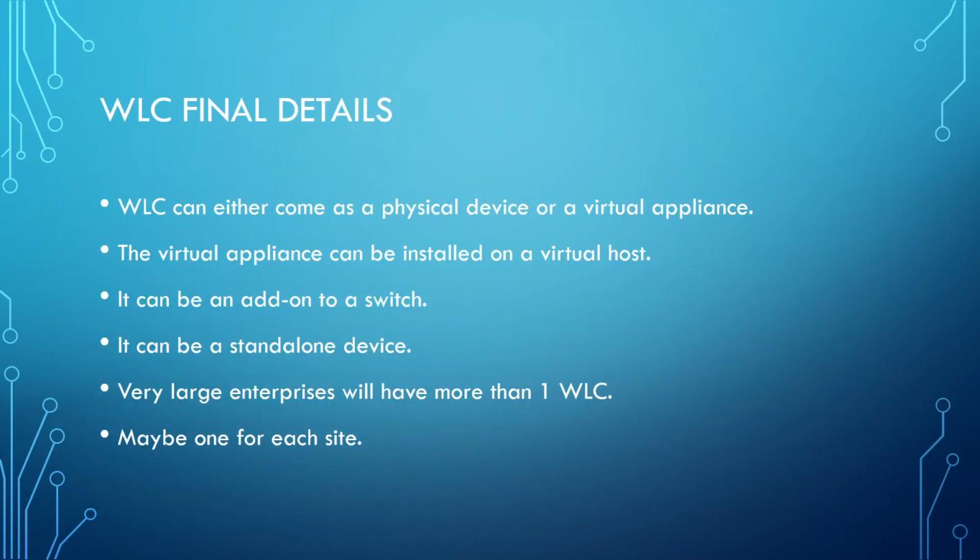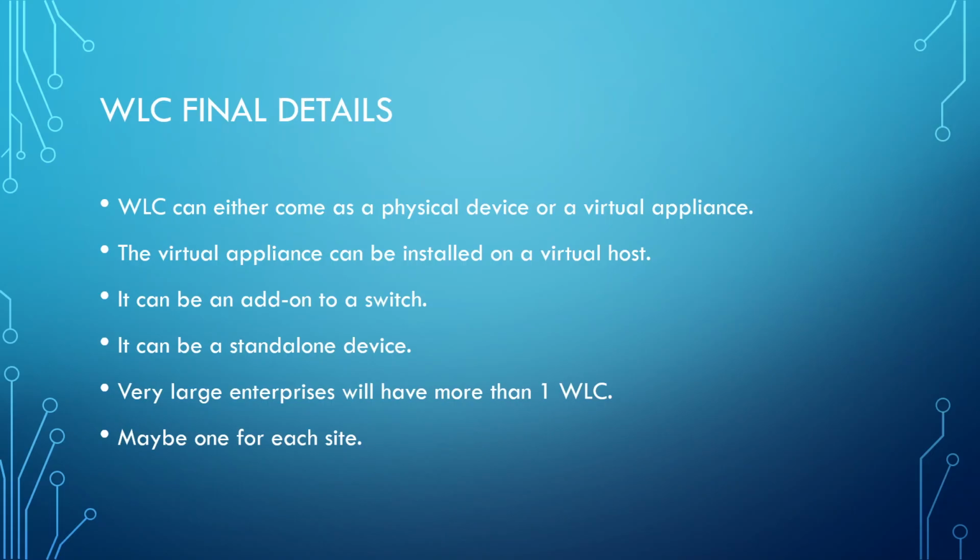Now let's look at wireless LAN controller final details. A wireless LAN controller can either come as a physical device, essentially a box device that you plug cables into, or it can be a virtual appliance. A virtual appliance you would run on a virtual host, in your VMware environment. It can also be added as a module onto a switch, and it could be a standalone device.